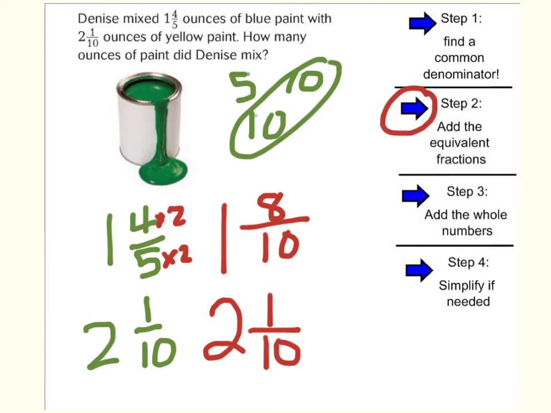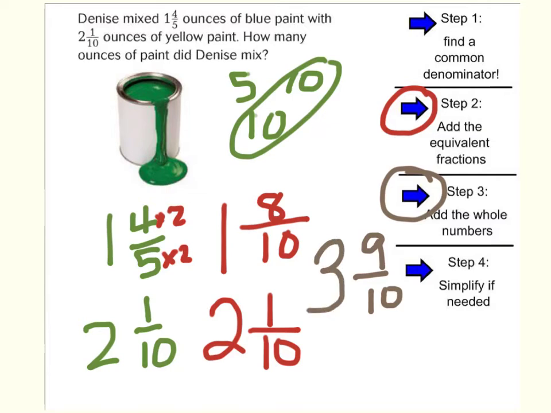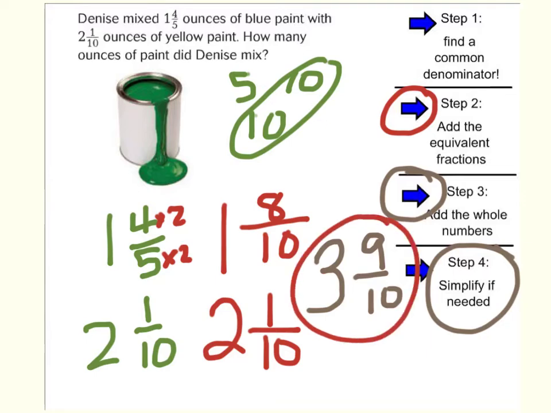Now we need to take a look at step 2. Step 2 is to add the equivalent fractions. So we would have 8/10 plus 1/10 equals 9/10. And then step 3 is to add the whole numbers. 1 plus 2 is 3. And then step 4 would be to simplify if needed. Well, 3 9/10 is already as small as it will go, so there's no need to simplify. So the answer to my question, how many ounces of paint did Denise mix, would be 3 9/10.